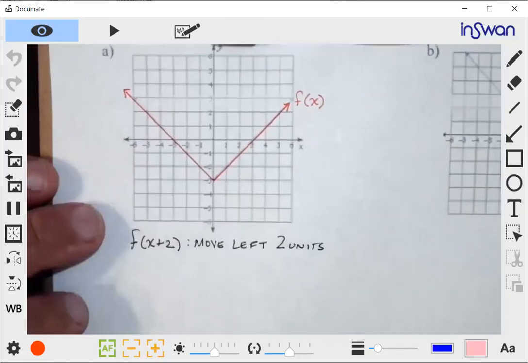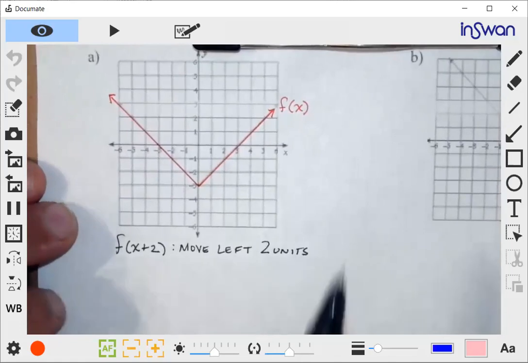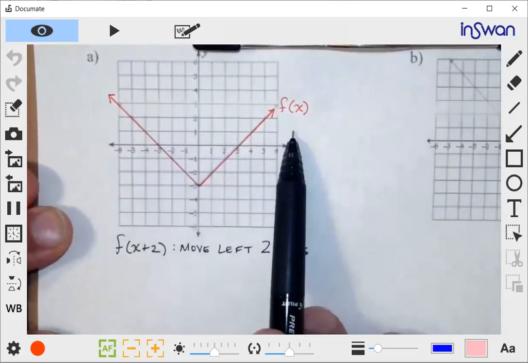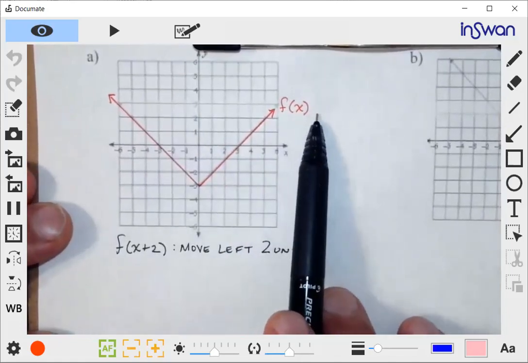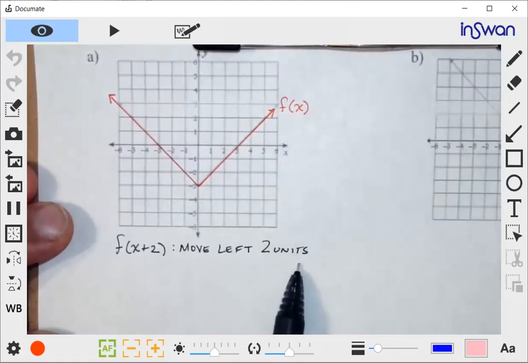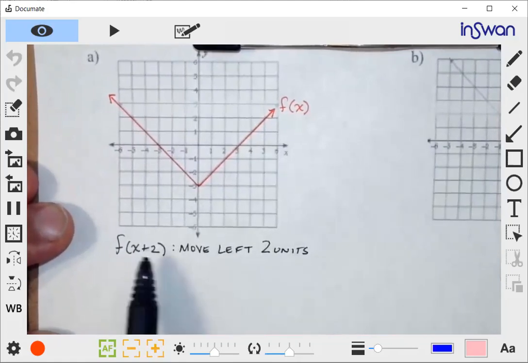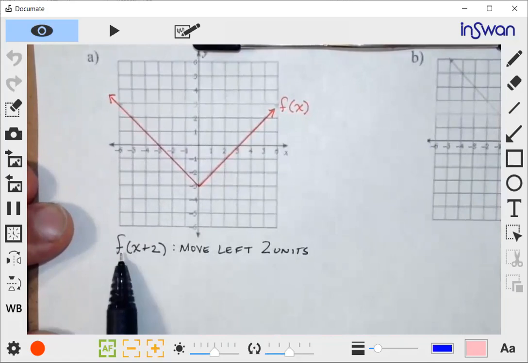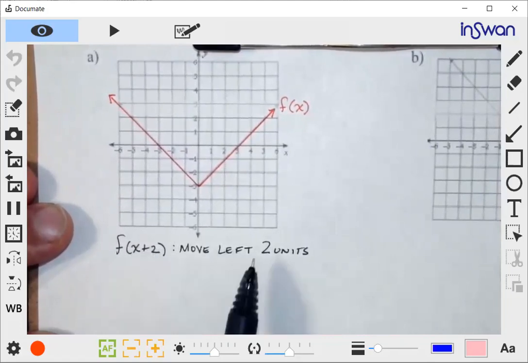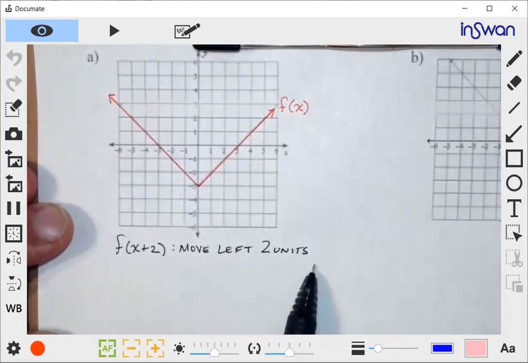Okay, so let's talk real quick about function transformations. Let's say that this function here in red is my f of x function, and I want to move the function to the left 2 units. This would be the notation that I use, f of x plus 2, right? Where the plus 2 in this situation indicates that I'm going to move to the left by 2 units.